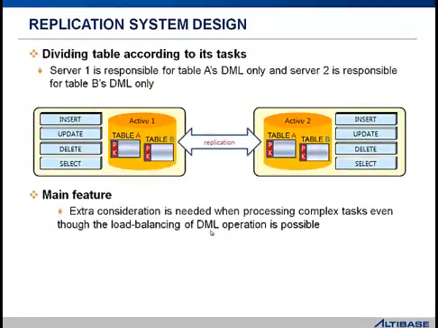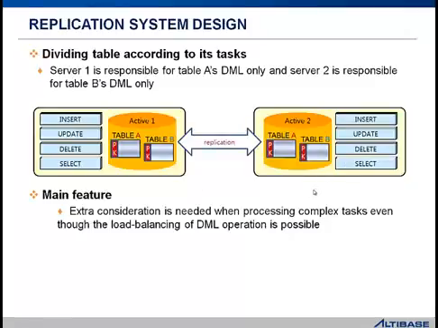Okay, the third way is to divide the tables. This is dividing the tables depending on the types of task. So one type of task is processed from one node only. For example, we can assign server 1 for managing table A only, and assign server 2 for managing table B only.